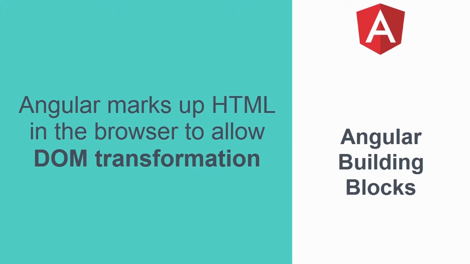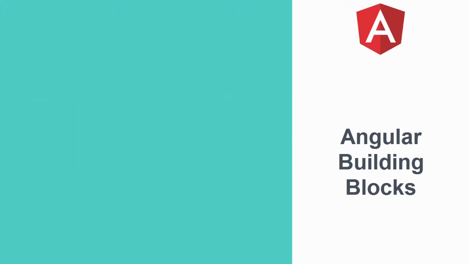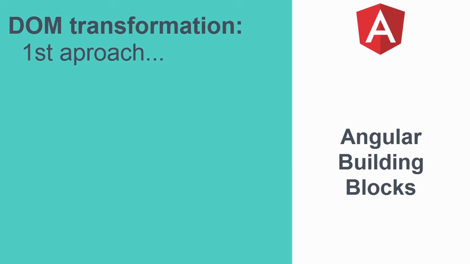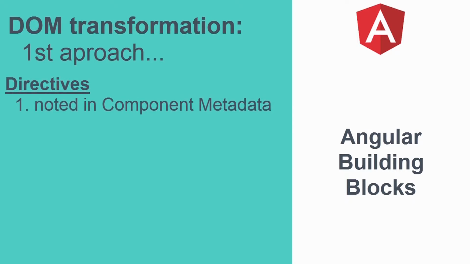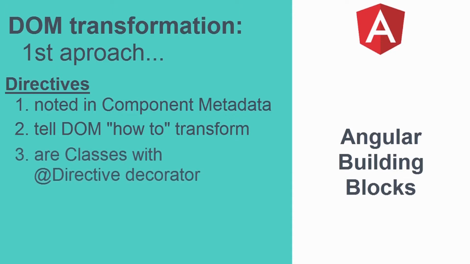Angular is defined by its ability to mark up HTML in the browser with its amazing features and transform the DOM. There are 2 ways those amazing features are actually woven into a template's HTML. The first is a concept called directives, another one of the component's metadata items. Directives tell the DOM how to transform. For us, as Angular developers, directives are classes with the directive decorator applied with associated metadata. But for the browser, directives are things inserted into HTML element tags, like the way attributes are inserted.